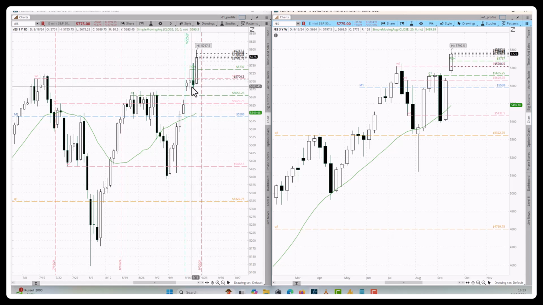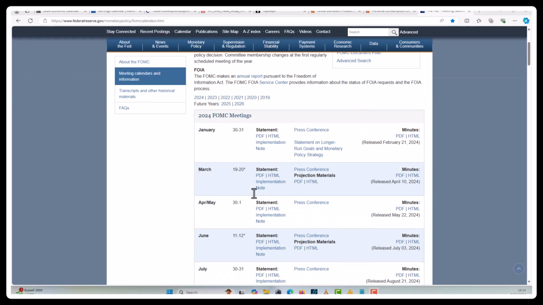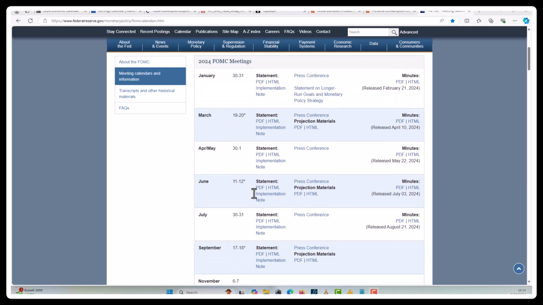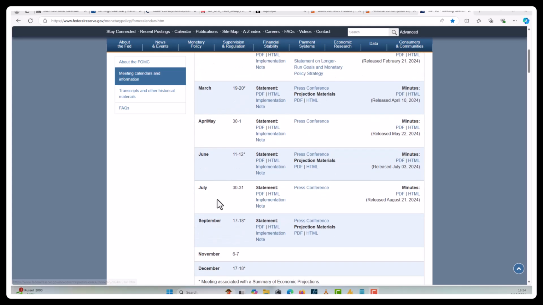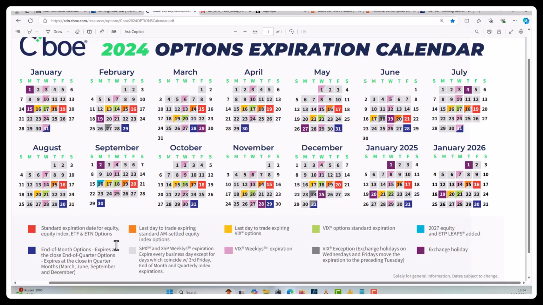The FOMC meeting is very familiar with this. You have the same pattern like last time. Let's look at how the FOMC meeting last time behaved. The last FOMC meeting we had was in July. We don't have any in August. So let's go and review the recording on July 31st. July 31st is on the Wednesday.